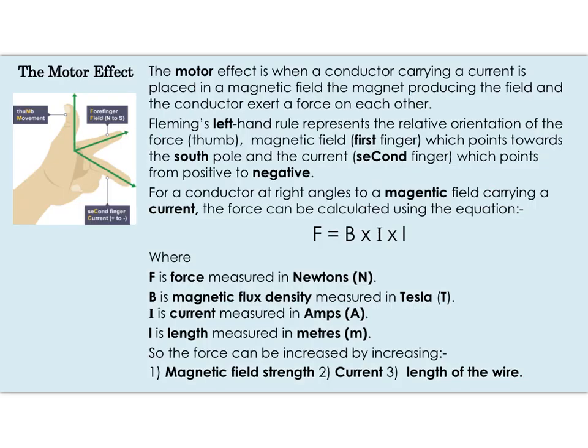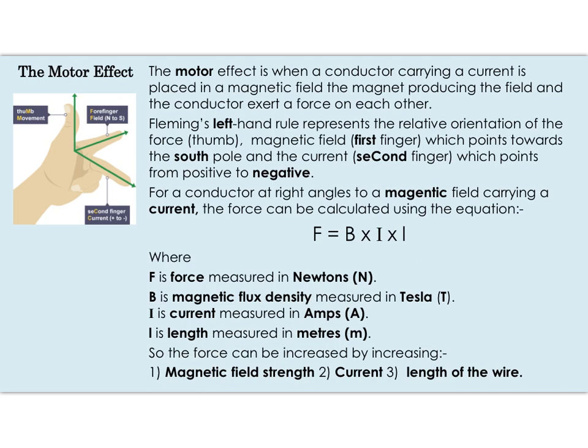So the motor effect is such an important thing that we're just going to go through it one more time, so hopefully you'll definitely remember it. The motor effect is when a conductor carrying a current is placed in a magnetic field, the magnet producing the field and the conductor both exert a force on each other. We've already gone through Fleming's left-hand rule, but that's shown again on this slide, where the force is represented by the thumb, the magnetic field is represented by the first finger, which points towards the south pole, remember, and the current, which is the second finger, points from positive to negative, and that shows you the direction the force would act in.